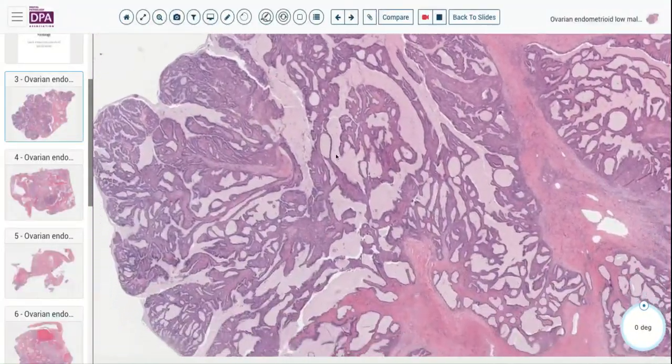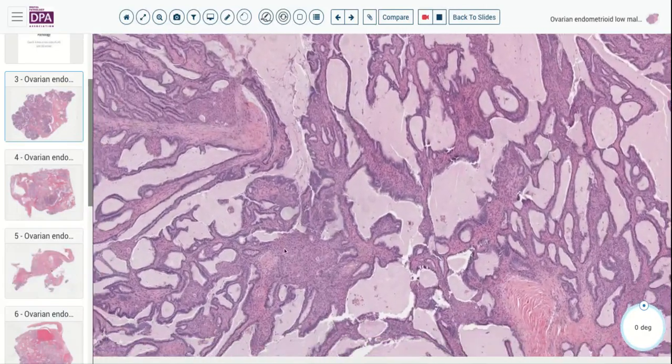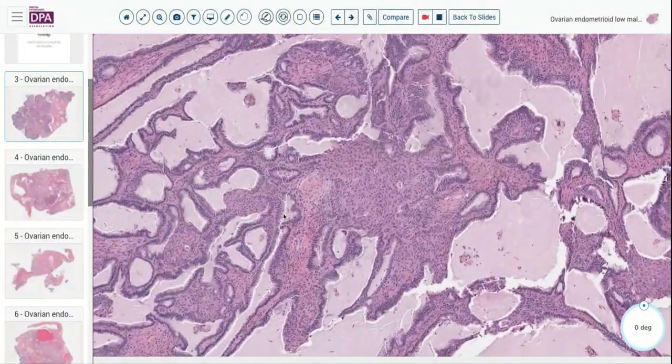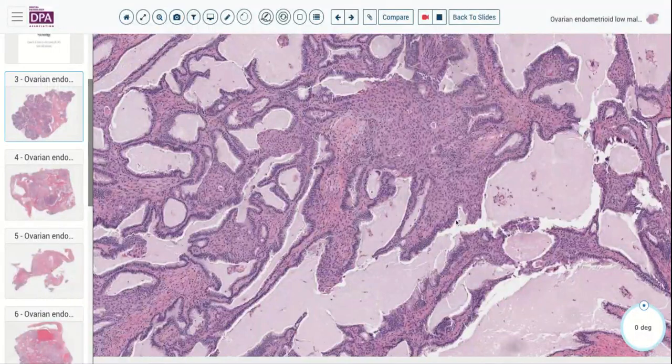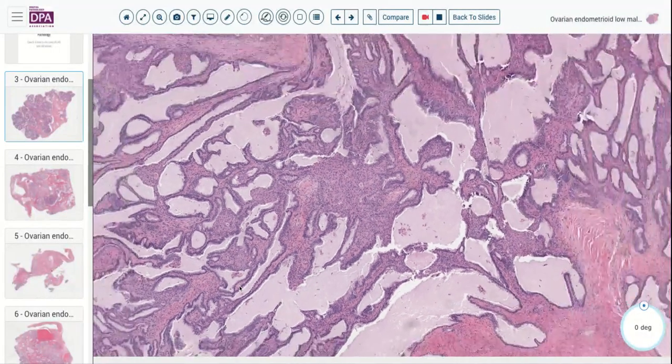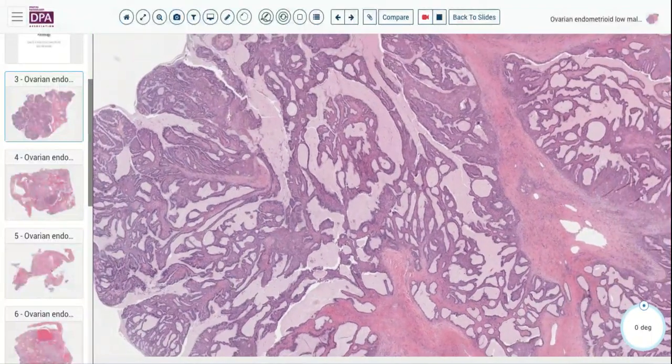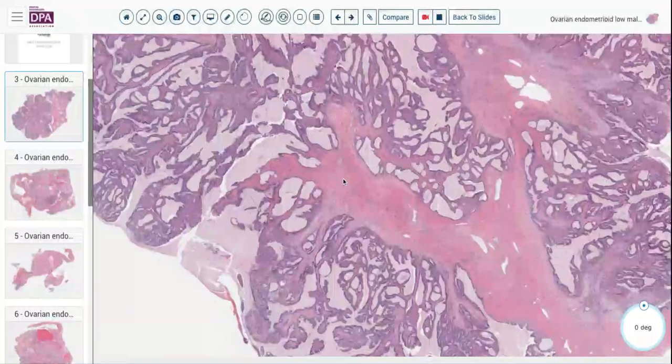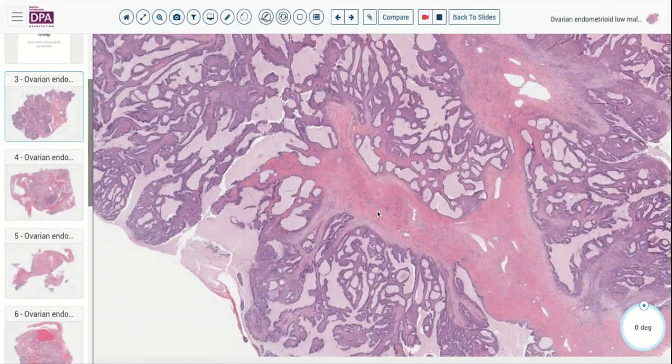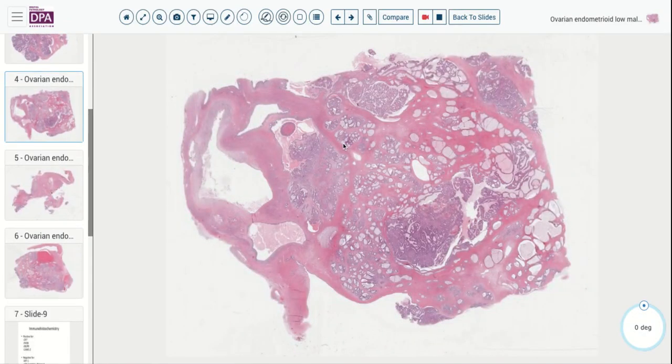Looking all through here, we don't see any particular areas of high-grade morphology. We don't see any necrotic debris in the luminal secretions. So this looks like a fairly low-grade or benign process, but it does have this architectural complexity. So we know this is a borderline lesion, and that may be where this best fits.